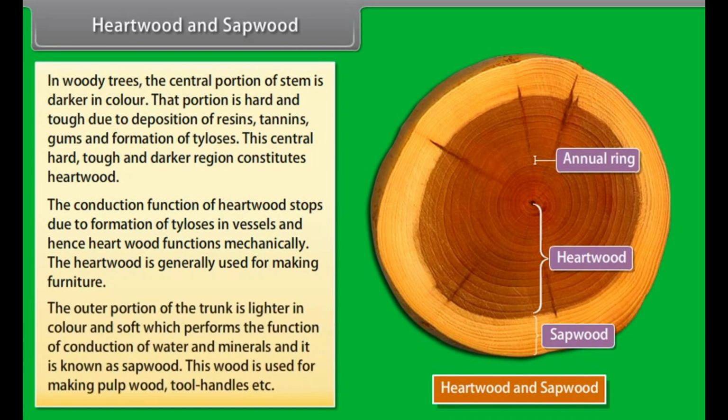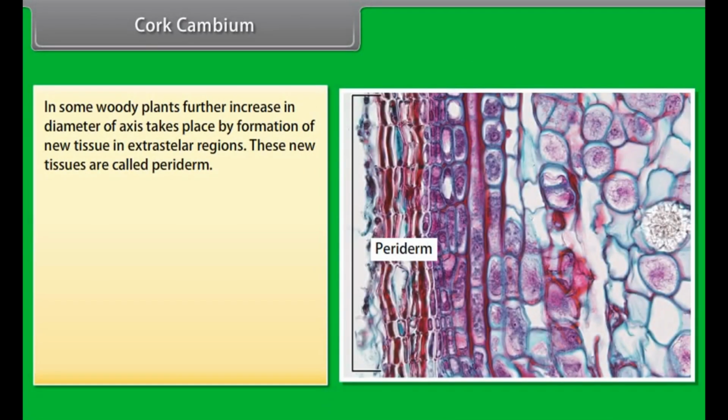The outer portion of the trunk is lighter in color and soft, which performs the function of conduction of water and mineral, and it is known as sapwood. This wood is used for making pulpwood, tool handles, etc. Cork cambium. In some woody plants, further increase in diameter of axis takes place by formation of new tissue in extrastellar regions. These new tissues are called periderm. Periderm is made up of three tissues.